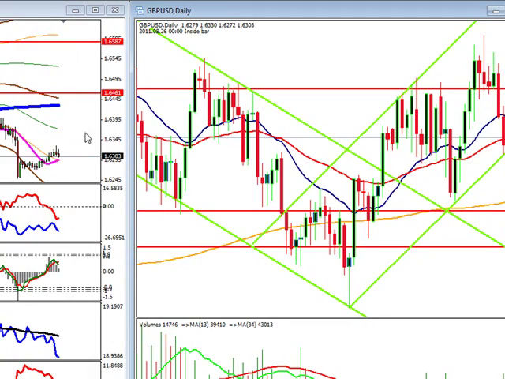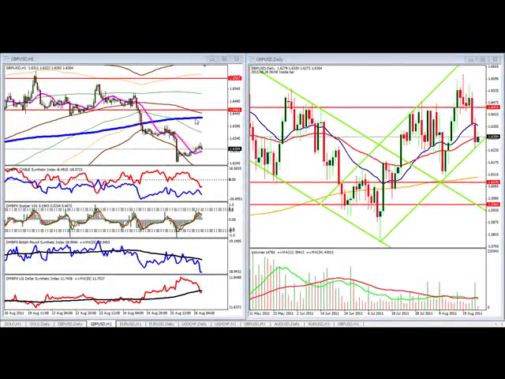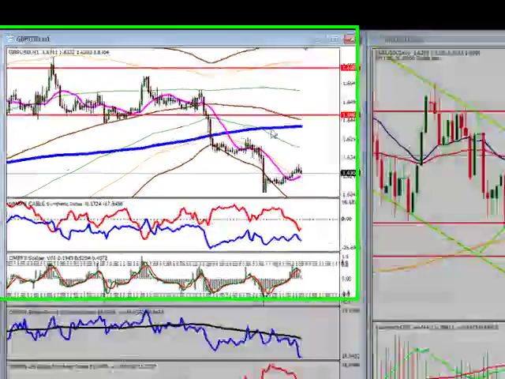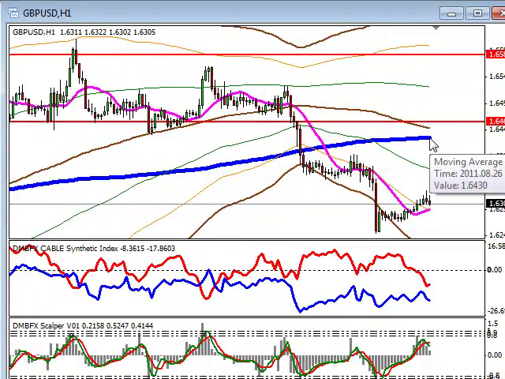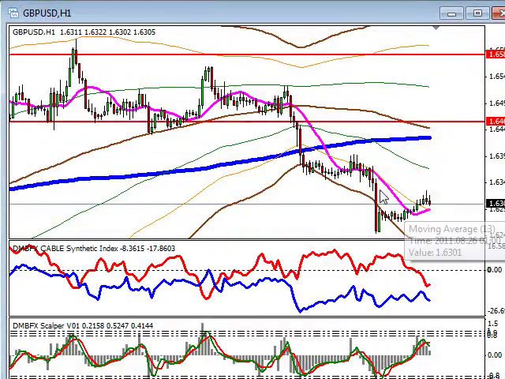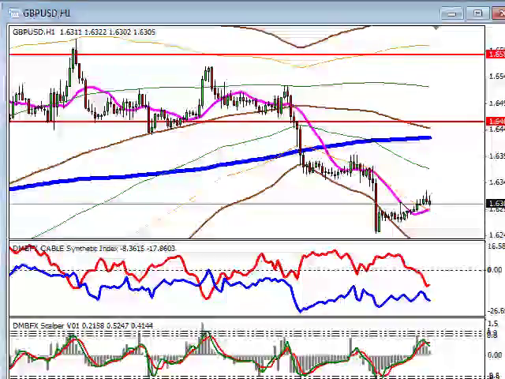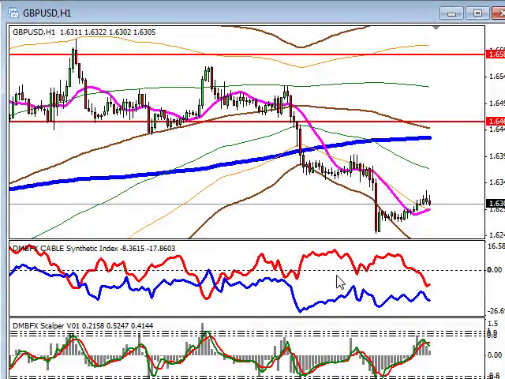Some evidence for that: on the 1 hour time frame, we can see that we are in a buy zone and we're below our long-term moving average. And we just crossed above our short-term moving average, which could mean that we're going to head back up. But we can see that the dollar remains in control, which is what's pushing price down.